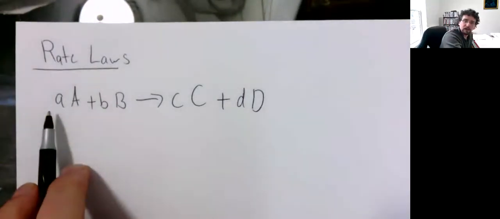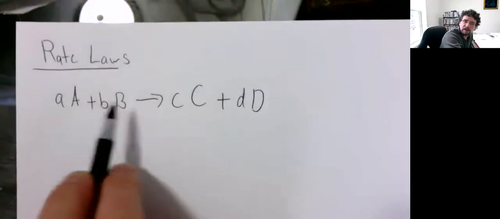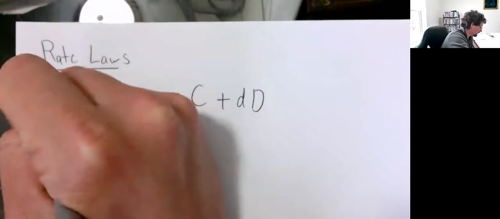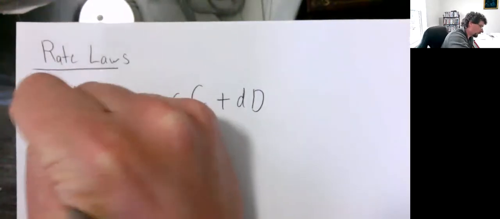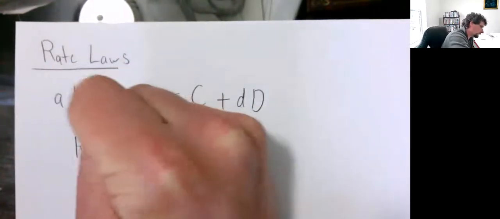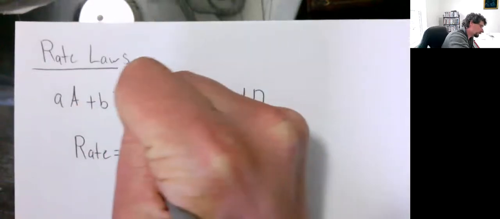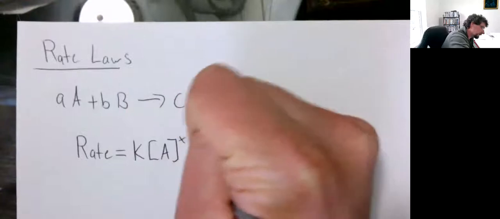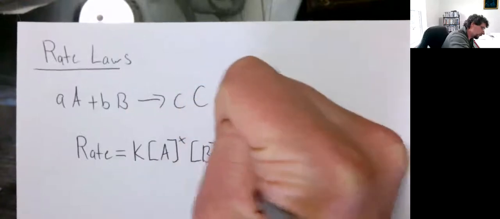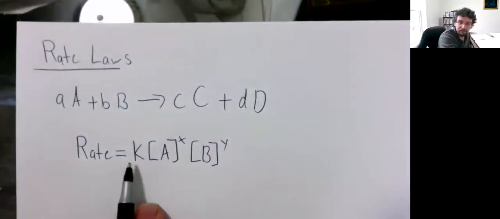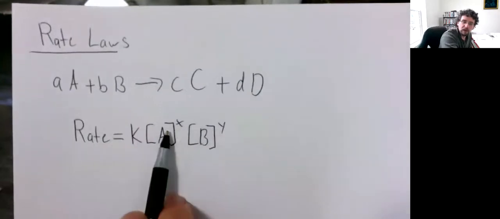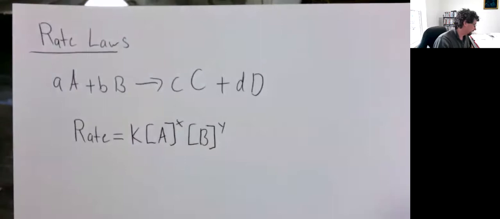To do that, every rate depends on its reactants. So our rate law will look something like this. Rate is equal to k, concentration of A raised to the power of x, concentration of B raised to the power of y, and this is a lowercase k. These exponents are the orders with respect to A and with respect to B.